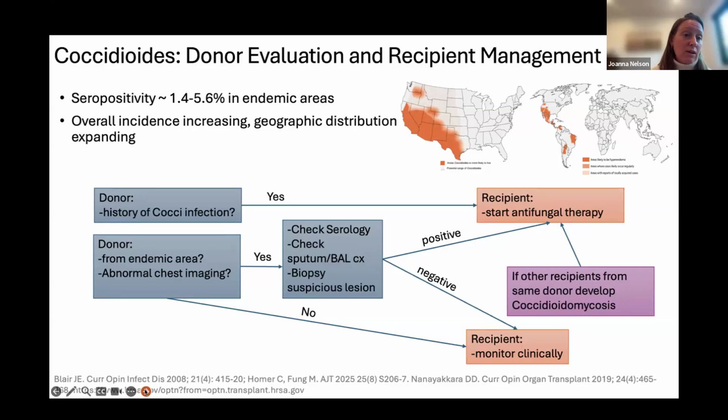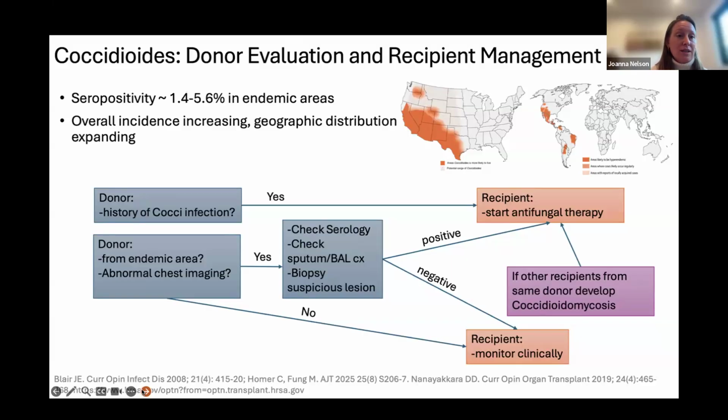But really importantly, the overall incidence in these endemic areas is increasing, and geographic distribution is also expanding and expected to expand even further. So this might be an issue that becomes a lot more relevant to more of us across the globe. At the bottom here, I have a schematic from this recent OPTN manuscript, suggesting what we should do for donor evaluation and recipient management.